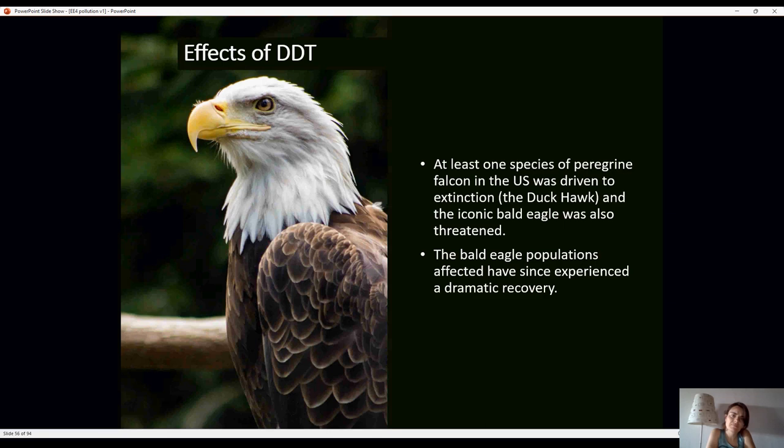People got particularly interested because of this guy. It is a bald eagle, and the bald eagle in the US and Canada, these are iconic birds, and so people were worried when they saw that the bald eagle populations were also affected, because again, it's also an apex predator.